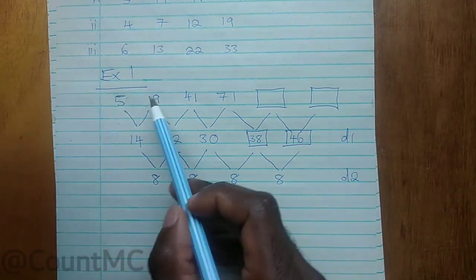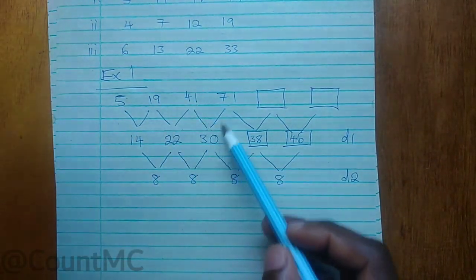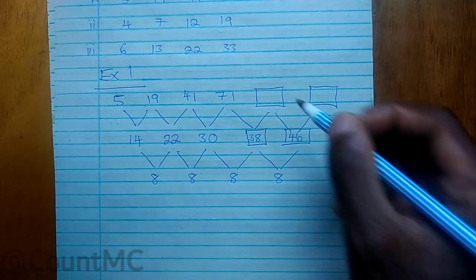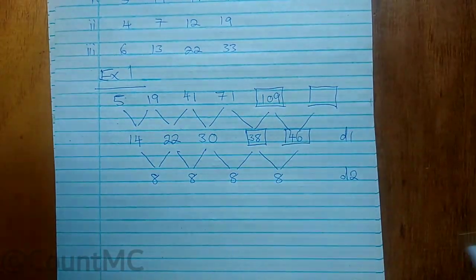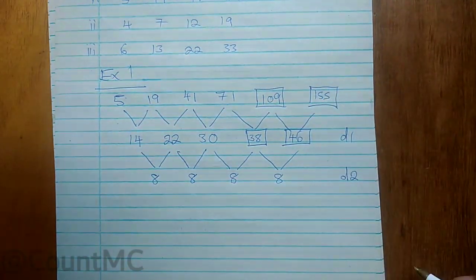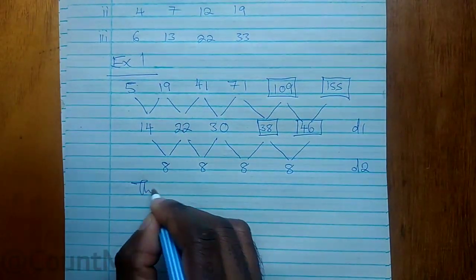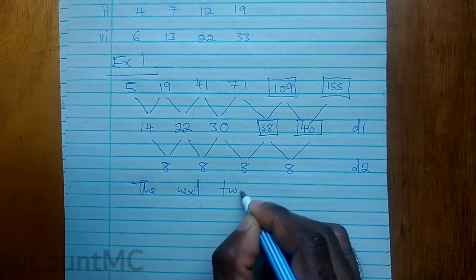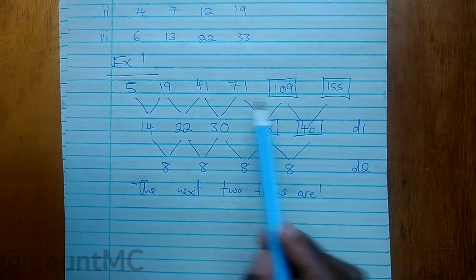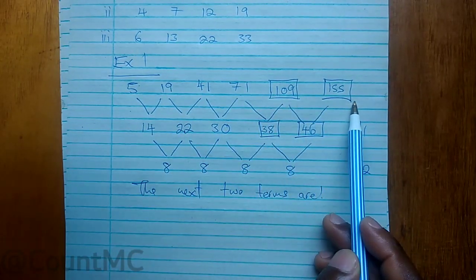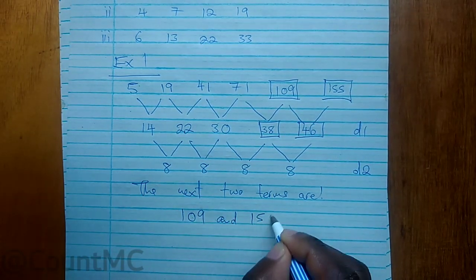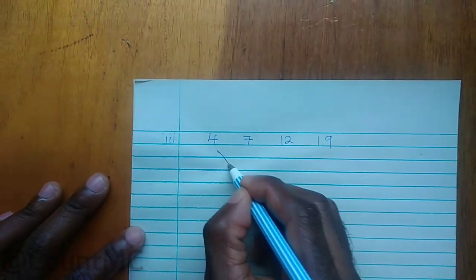Now remember, 5 plus 14 is 19. 19 plus 22, 41, and so on. The wave patterns continue. 71 plus 38, that's 109. And 109 plus 46, that's 155. Okay, so the next two terms are these two. Remember, this is the series. This will be the next two terms, 109 and 155.